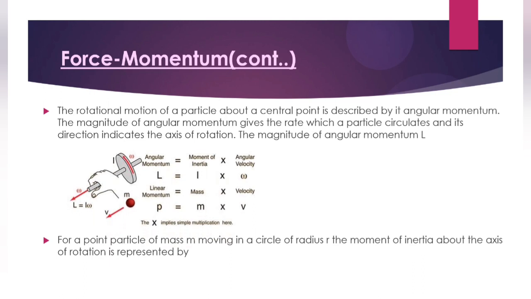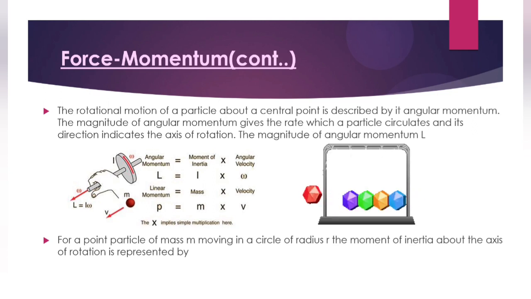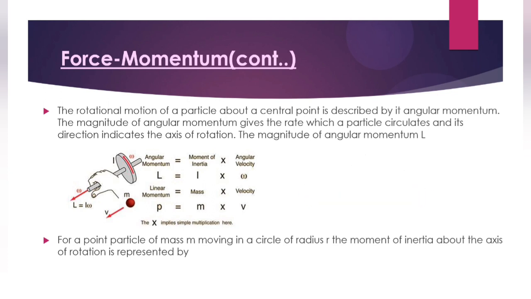What is that? Inertia means a tendency to do nothing or to remain unchanged. Moment of inertia is a measure of its resistance to rotational acceleration. For a point particle of mass m moving in a circle of radius r, the moment of inertia about the axis of rotation is I = mr squared. To accelerate a rotation, it is necessary to apply a torque. Torque means a force that tends to cause rotation.